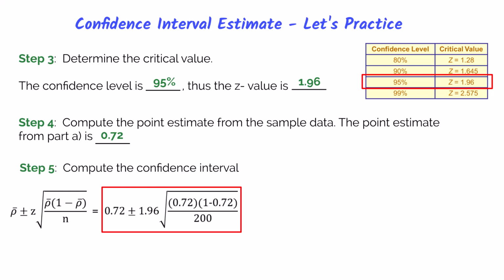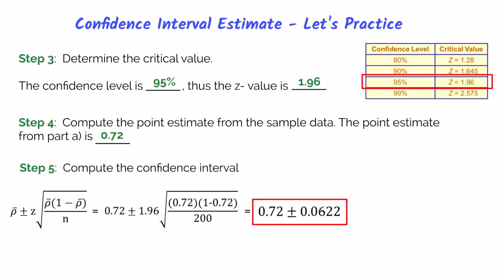Again, we will solve to the right of the plus and minus sign. We'll take the z-value of 1.96 times the square root of 0.72 times 1 minus 0.72, or 0.28, divided by the sample size of 200. That gives us a margin of error of 0.0622.